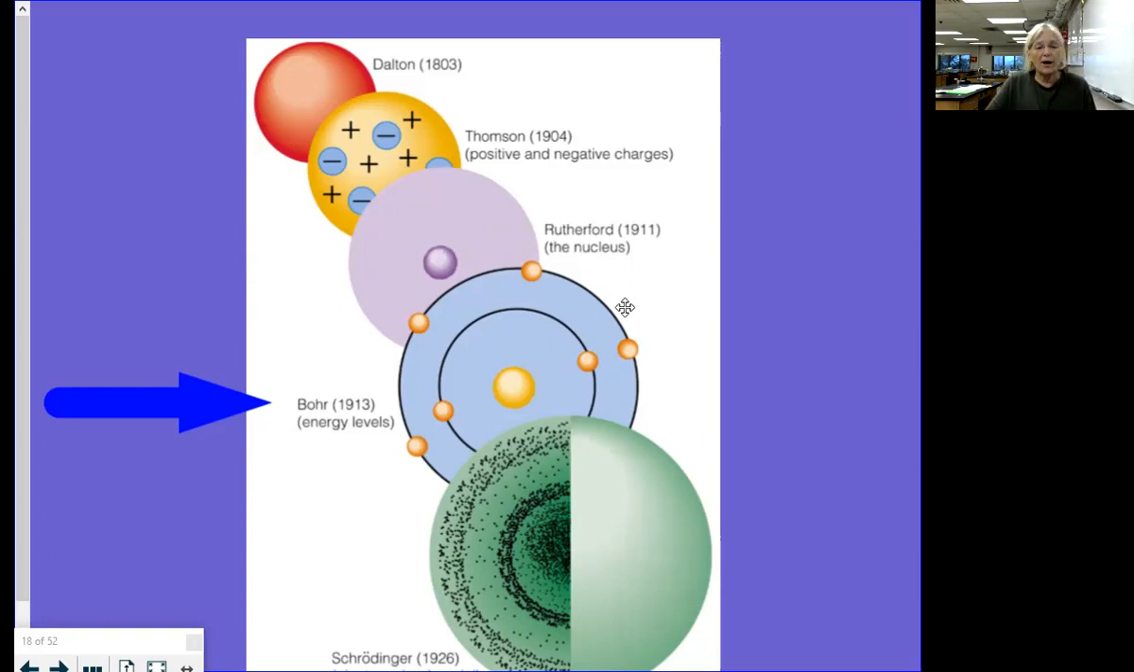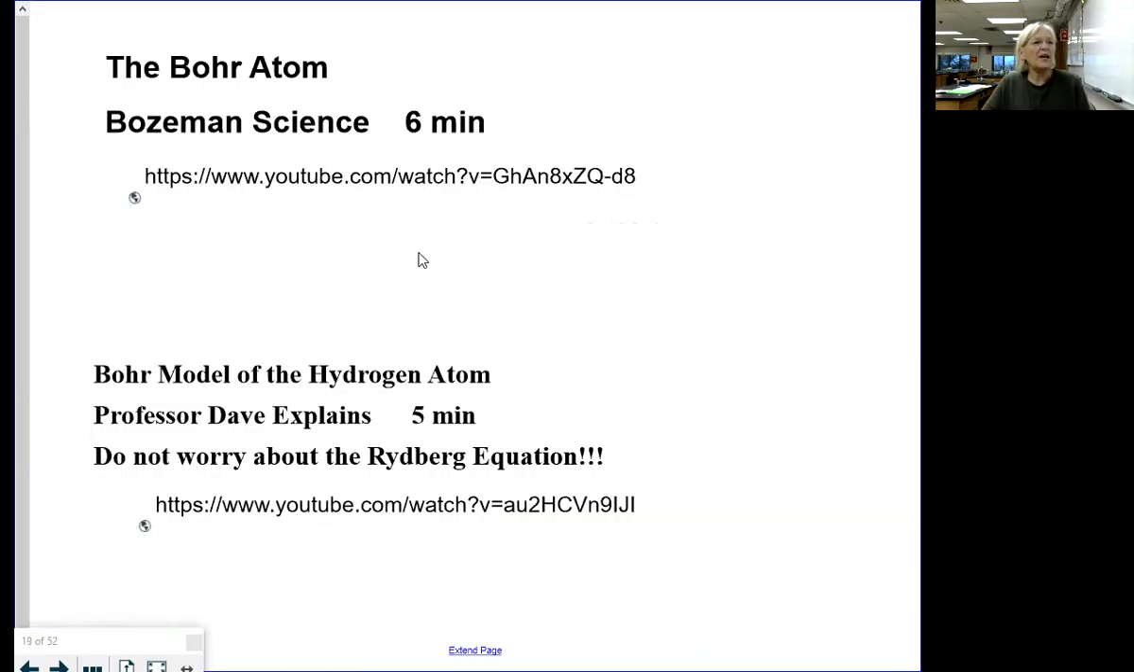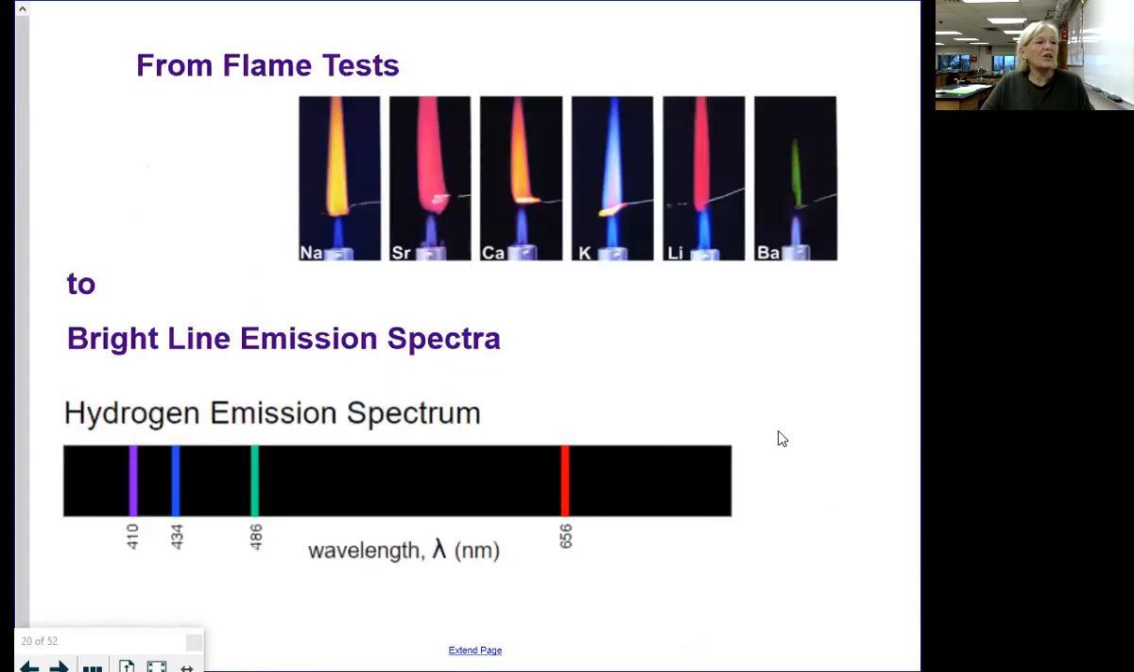But it was the Bohr model that talked about electrons and where they existed. This Bohr model quantized energy levels as the location of where electrons exist. We do need to remember that we're not done. It is not until the next chapter that we get into this quantum mechanical model of the atom. Here are the two videos that I will also post in Schoology. They're worth 11 minutes of your time. From flame tests to bright line emission spectra.